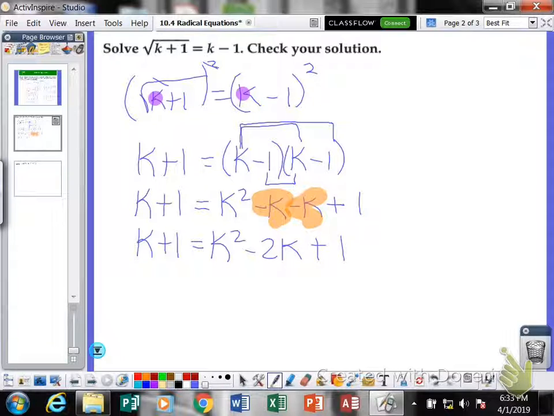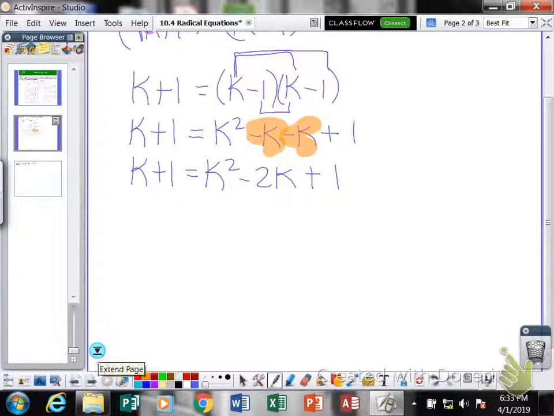Now, this should look familiar. We just did this in the very last chapter. So let's go ahead and get everything on one side. K squared is already positive, so let's leave it alone. Let's move the k and the 1 over. So we're going to subtract k.